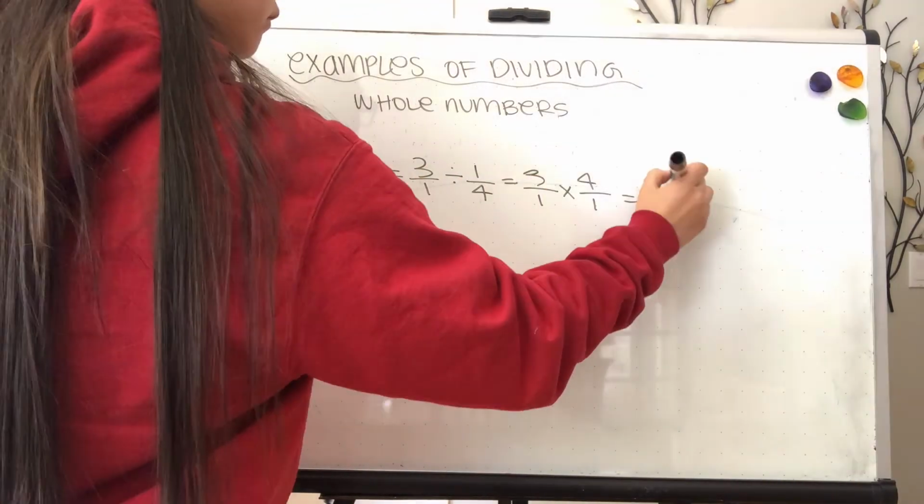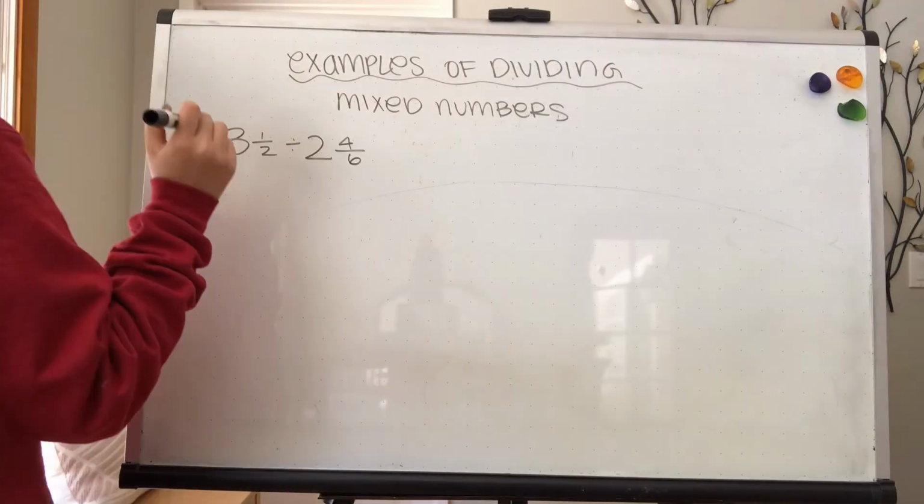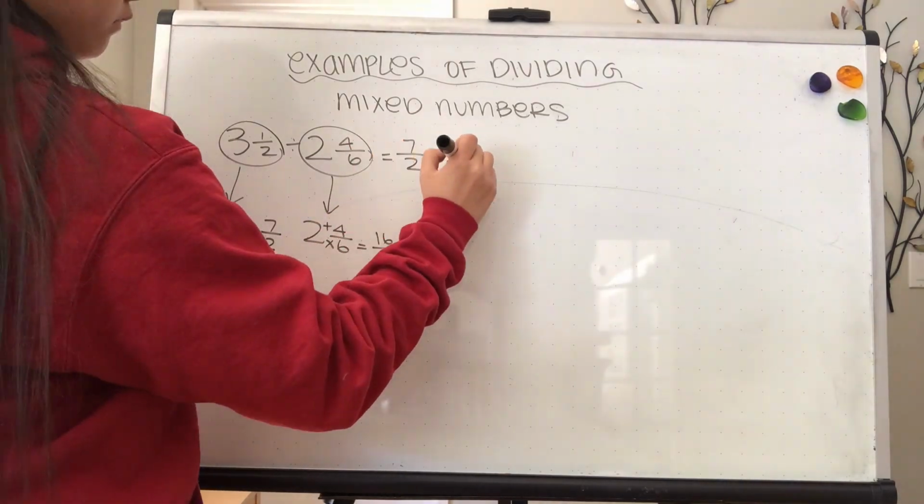The second example for whole number fractions shows 3 divided by 1/4. And so what we're going to do is we're going to put the 3 over 1, and then we're going to flip the second fraction to make it the reciprocal. So you're going to be multiplying 3 over 1 times 4 over 1, and that ends up being 12 over 1, or 12.